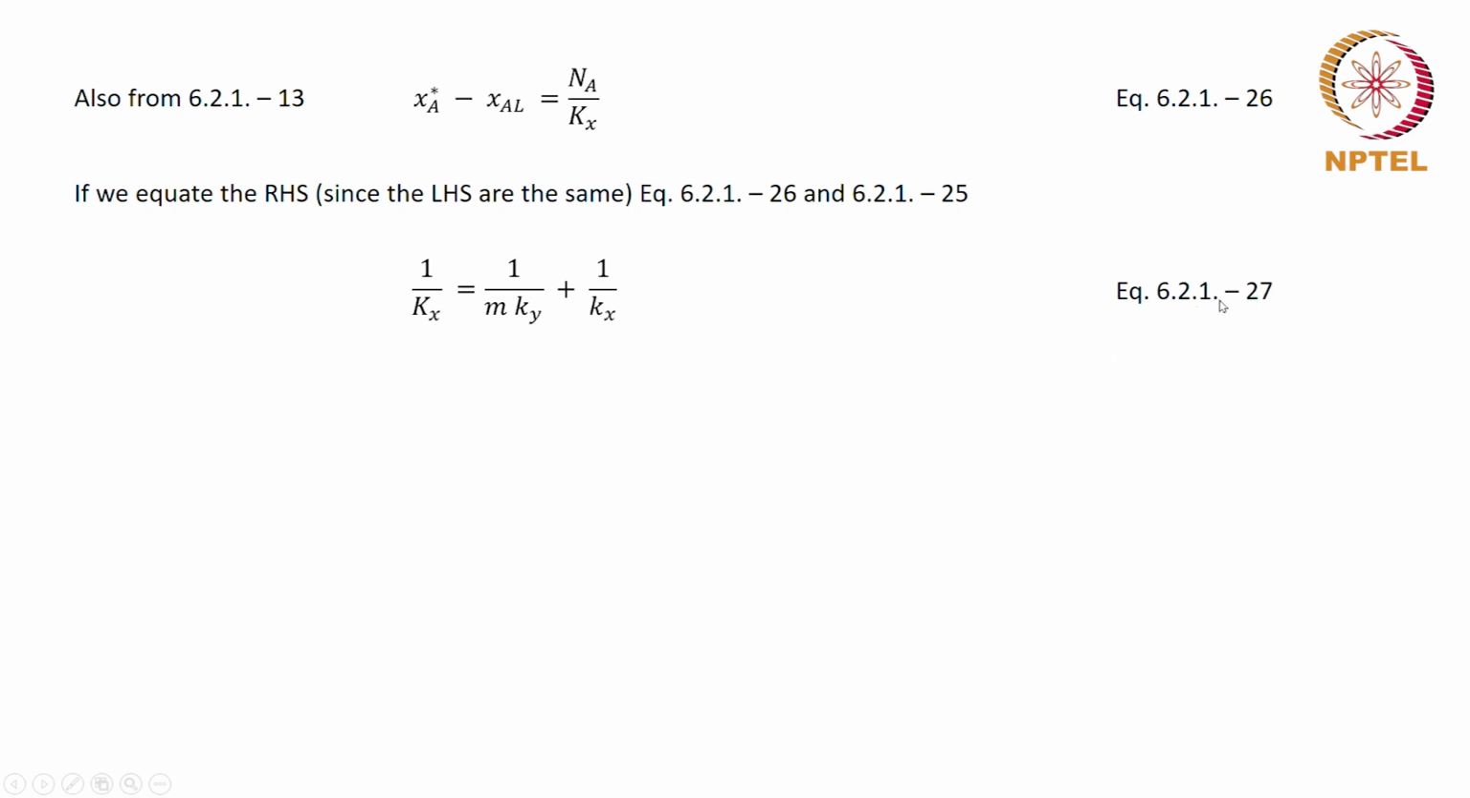Equation 6.2.1-27. If M is large, okay, what is M? M is the relationship between the gas phase mole fraction and the liquid phase mole fraction. In other words, if it is a sparingly soluble species, then at equilibrium the gas phase concentration will be much higher than the liquid phase concentration. Okay, so that is the situation here.